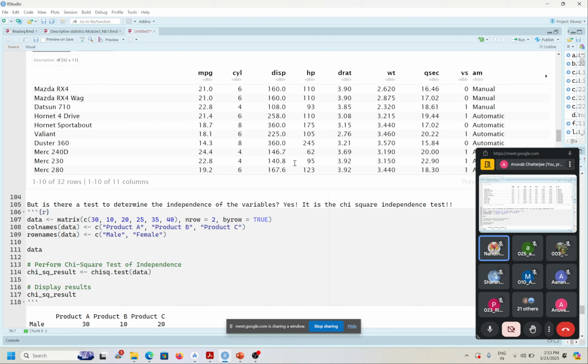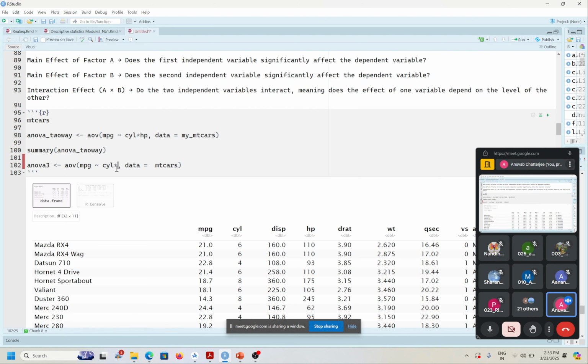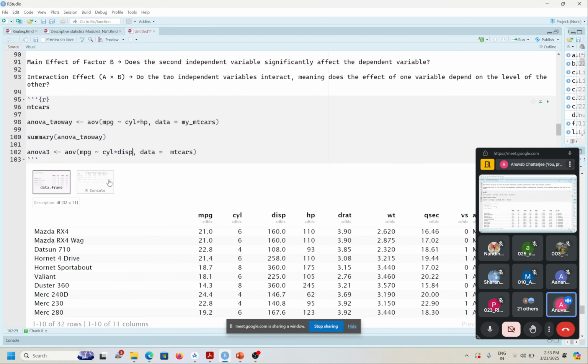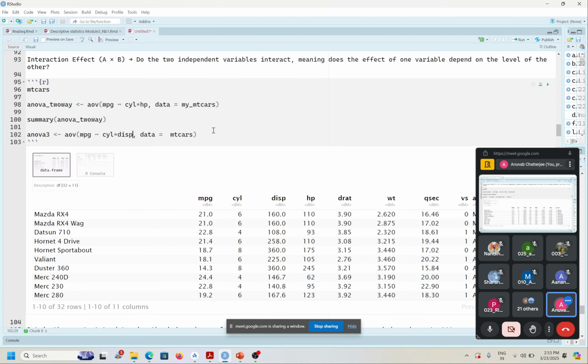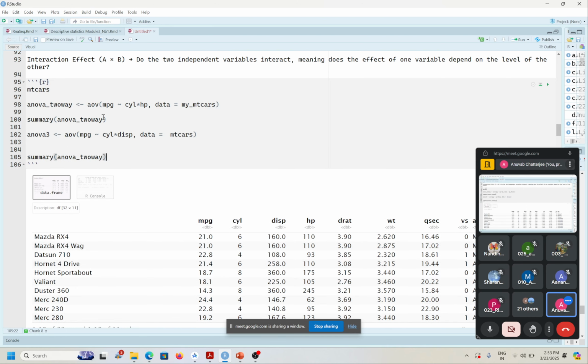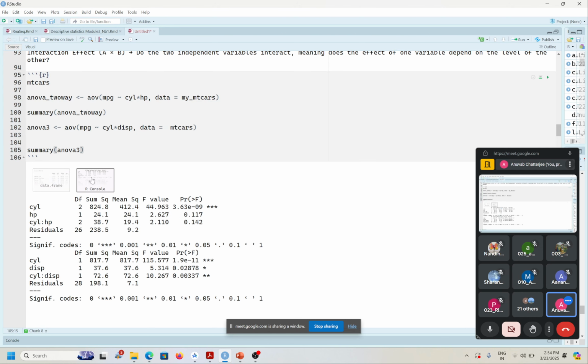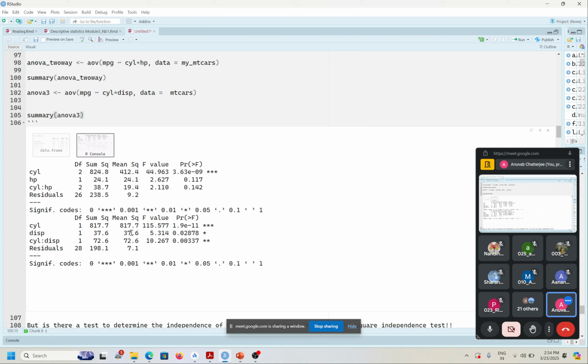Displacement. Good guess. Let us try. So my question now is, does mileage depend on cylinder and displacement, or either of them, or both of them? That is the question we are asking. Okay, let us run it and see. So here it is. The second one is what we are looking at.